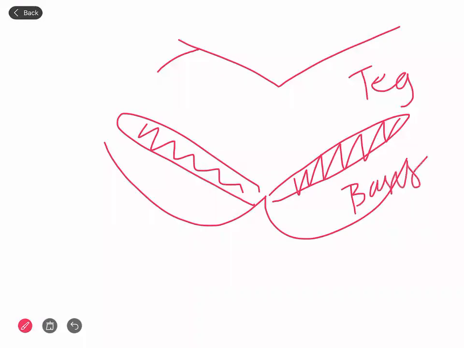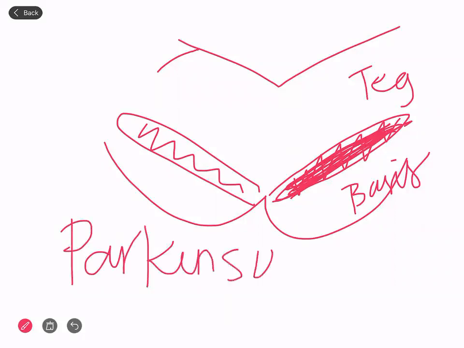Now, the clinical implication is this: the substantia nigra produces dopamine that, when depleted, will lead to a disorder known as Parkinson's disease. Okay, so that is for the localization part.